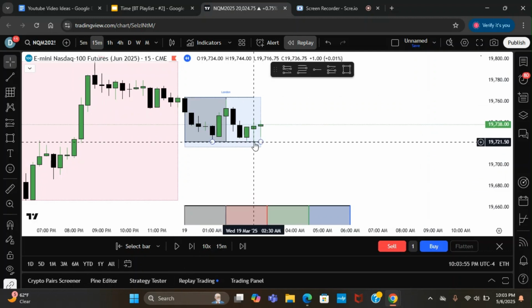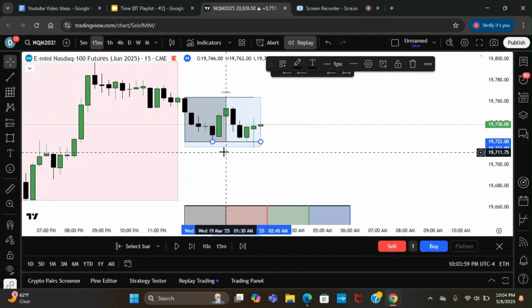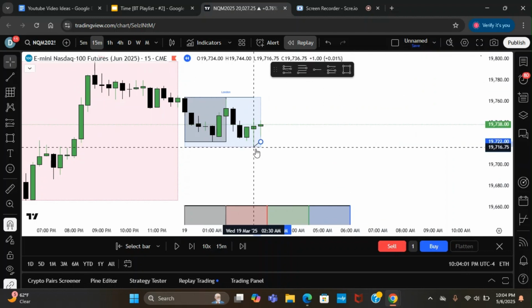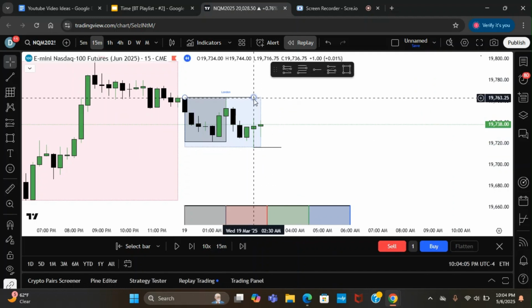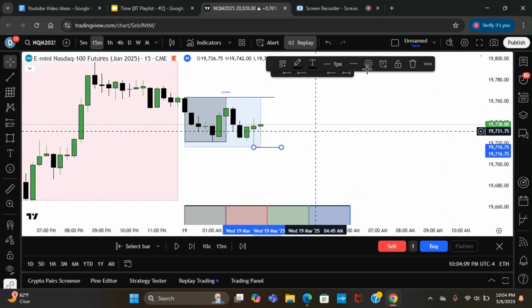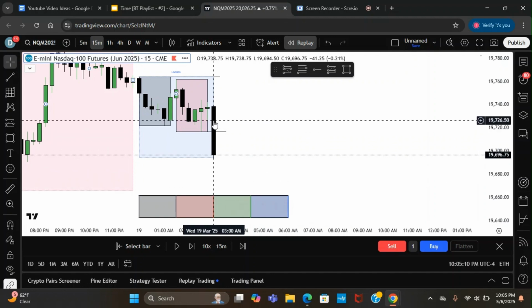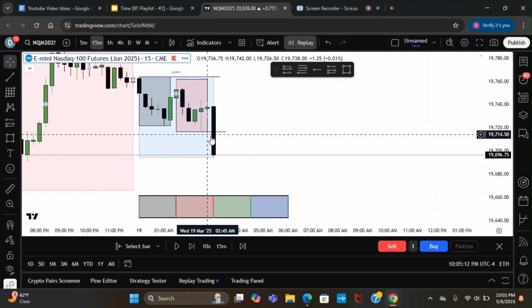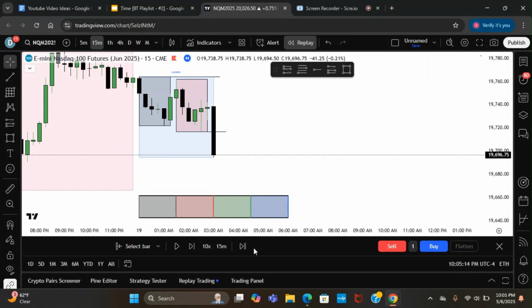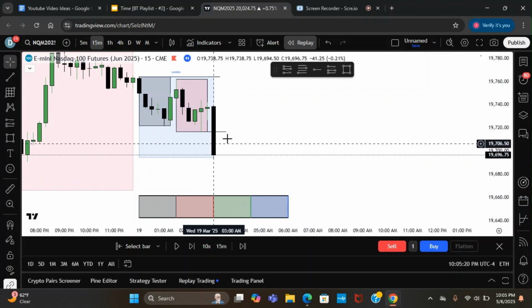All right, we end up taking out Q2's low. Now that leaves us with our potential targets of manipulation again, or fulfilling this AMD objective in Q3. So I'll go ahead and draw a box for you. Now that we're coming into Q3, we get manipulation again. And the thing that we know about Q3 is it's the distribution phase.